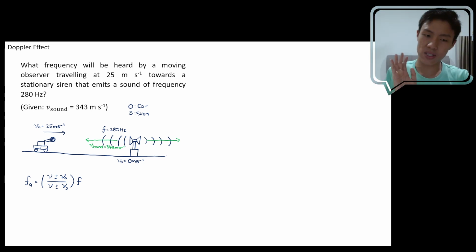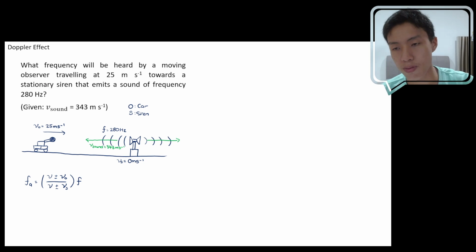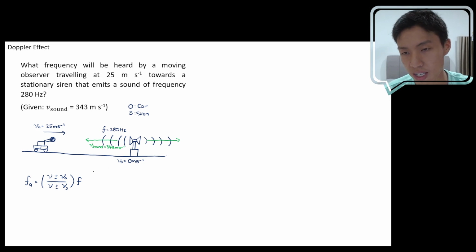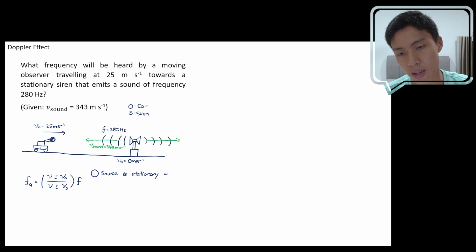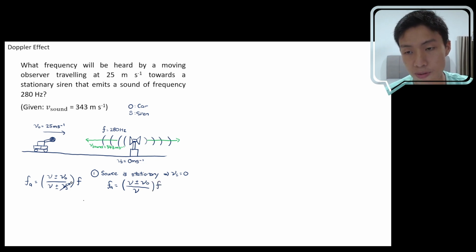My way of doing things is that I reverse engineer it. What do I mean by that? First thing first, I determine which thing is stationary. I know that the source is stationary, therefore I know that Vs equals 0. Because Vs equals 0, my equation has been simplified once. It becomes V plus or minus Vo, over V down there, because my Vs has changed to 0. So this is my slightly simplified equation.